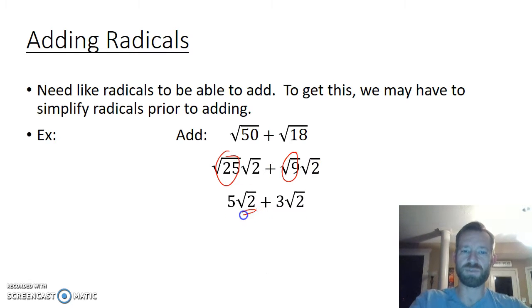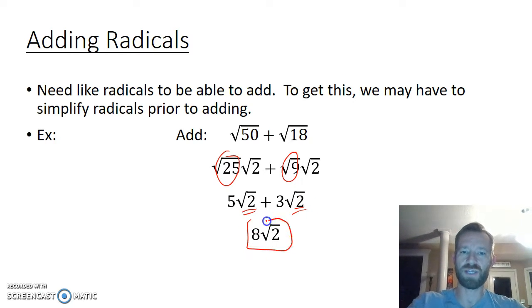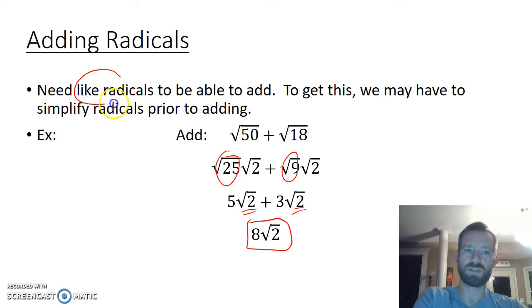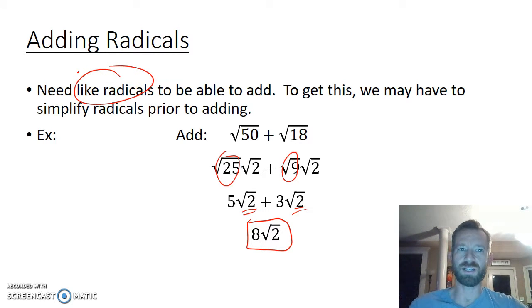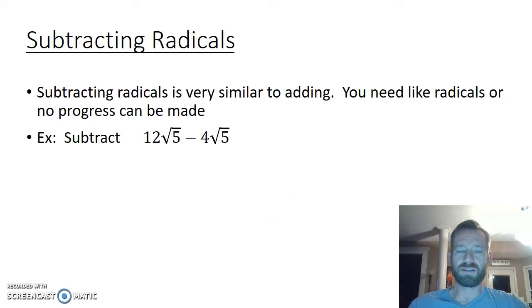Now we have like terms, or what we call like radicals, and we go ahead and add the 5 and the 3 to make 8 radical 2. So you can only add if you have like radicals, and sometimes you have to do some work to get there. Now in subtracting, same thing.